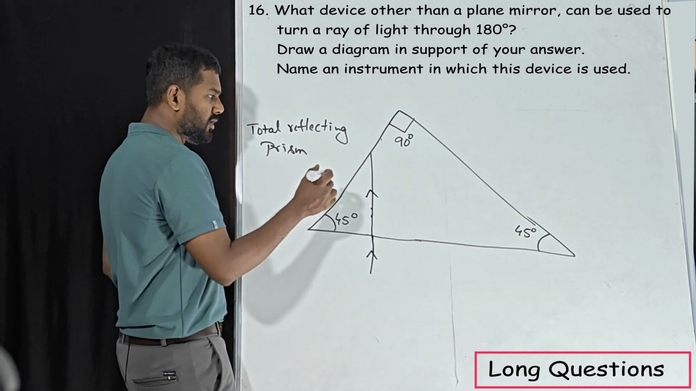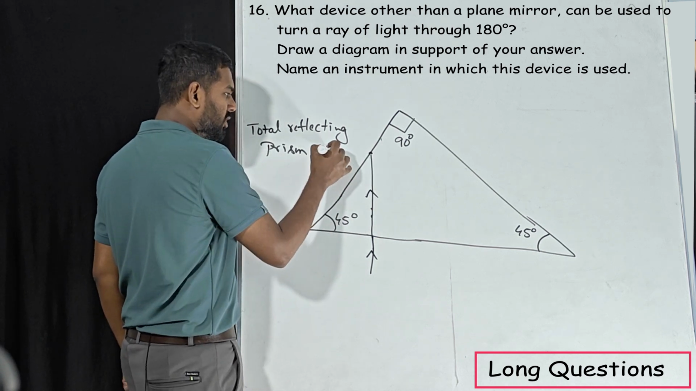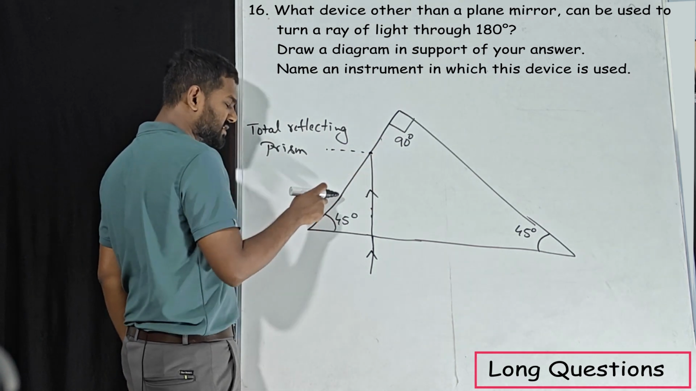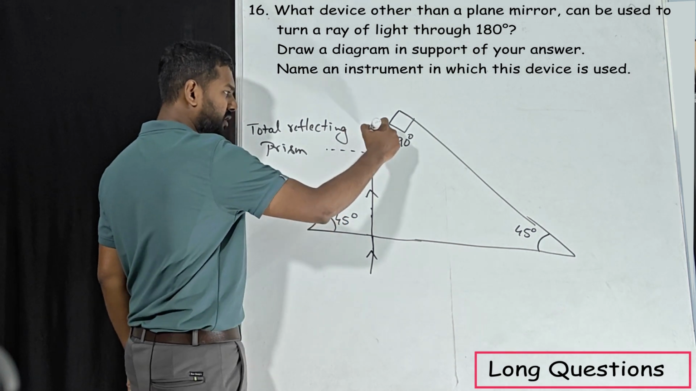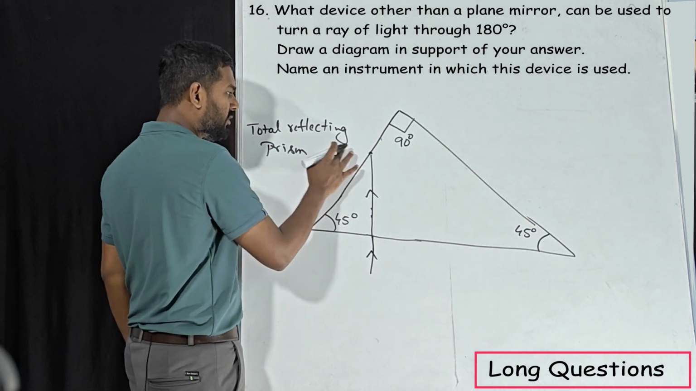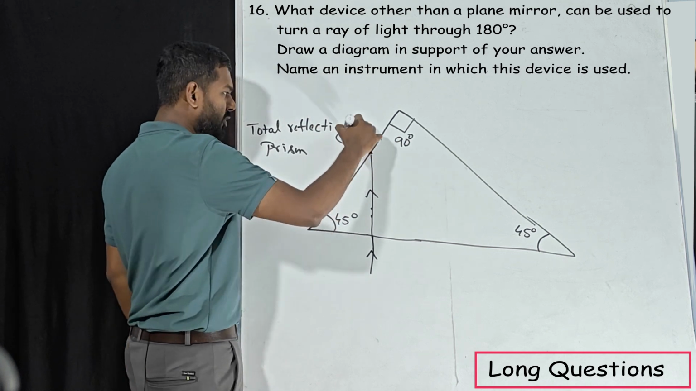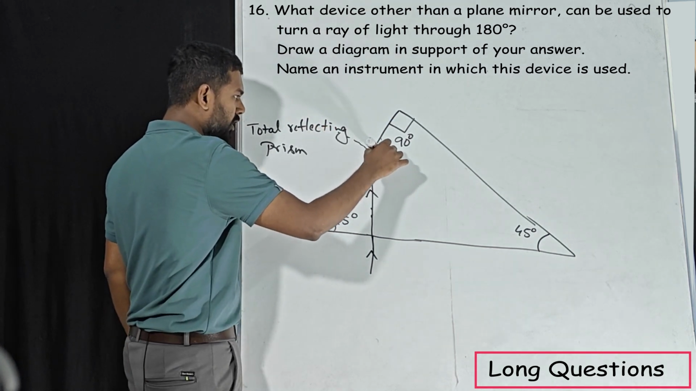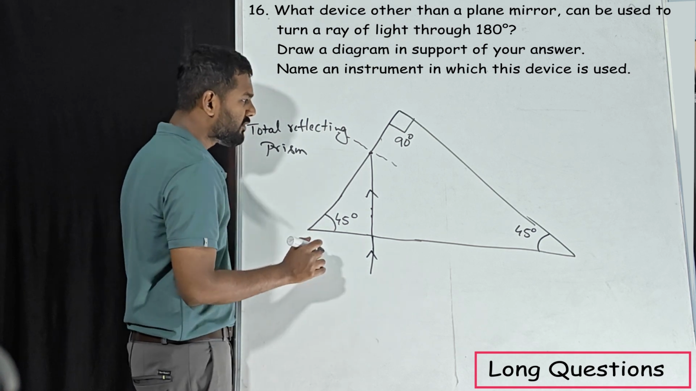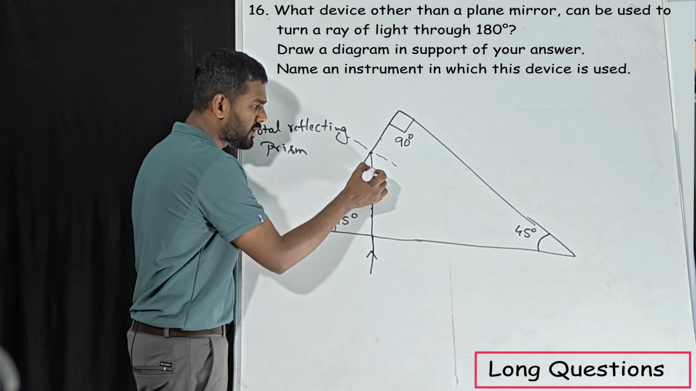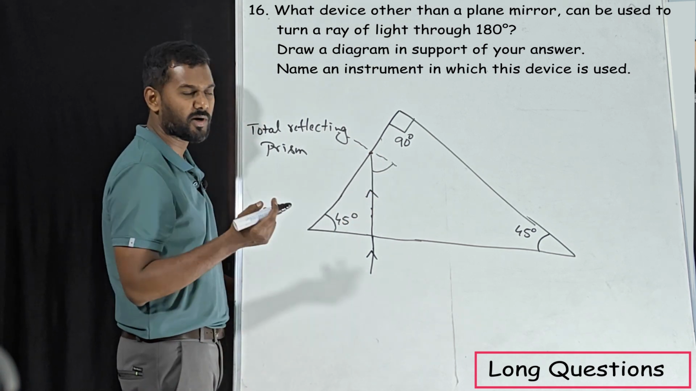Now wherever it touches, draw the normal. On this surface it is touching, right? Keep the protractor wherever it is showing. Keep the protractor like this, center point, and draw the normal. What angle do we want now? From the normal to the incident ray, this angle we require. We don't know what that angle is.